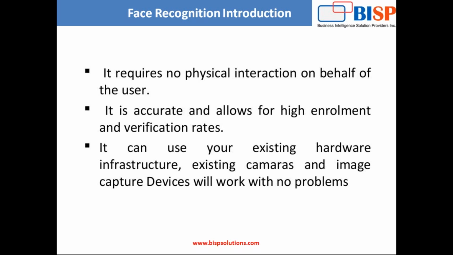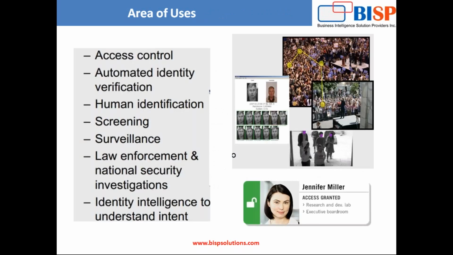Now let's have a look at what areas we can use face recognition in. It can be used to control access, and to automate identity verification, human identification to identify people. The police or the army use this feature on a regular basis to identify criminals. Nowadays even the traffic police have started using it to recognize people who are not following the laws while driving on the road. It can also help in surveillance of a specific person, and it is used for identity intelligence to understand intent. So there are a lot of areas where face recognition is used nowadays.